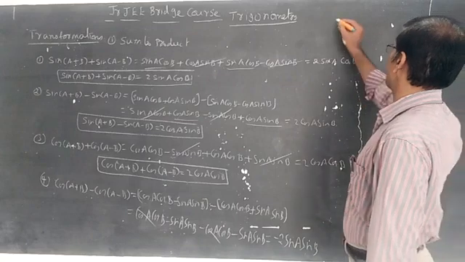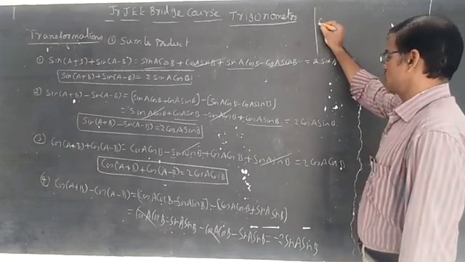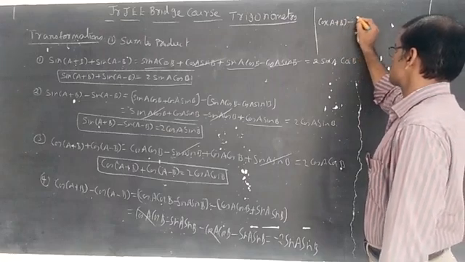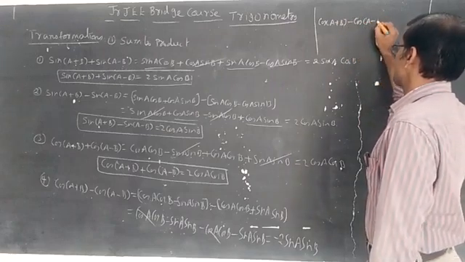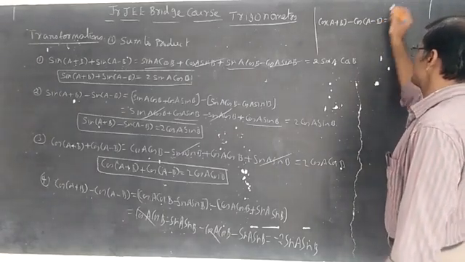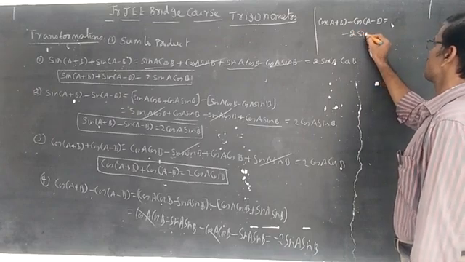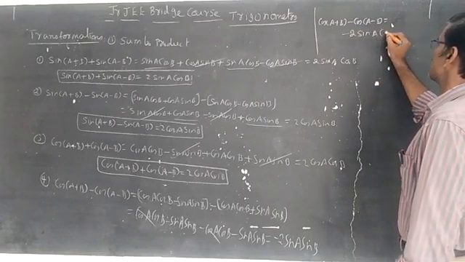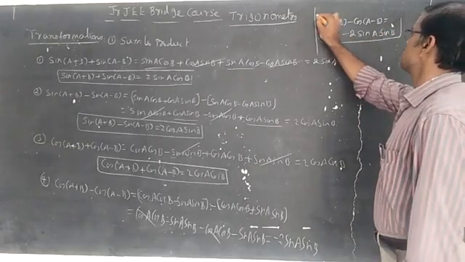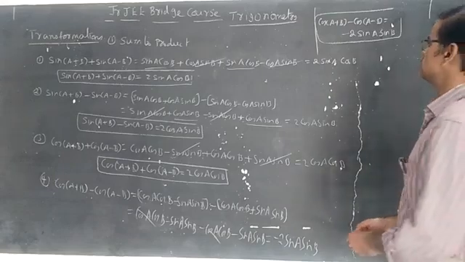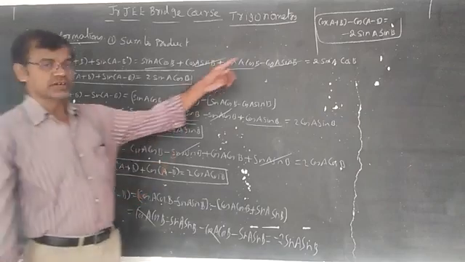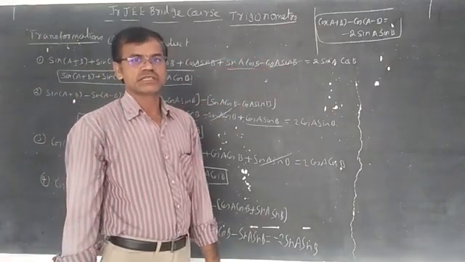So we can write the formula. Therefore, cos of A plus B minus cos of A minus B becomes minus 2 sin A sin B. Depending upon this one, cos of A plus B minus cos of A minus B, we can write the formula as minus 2 sin A sin B.